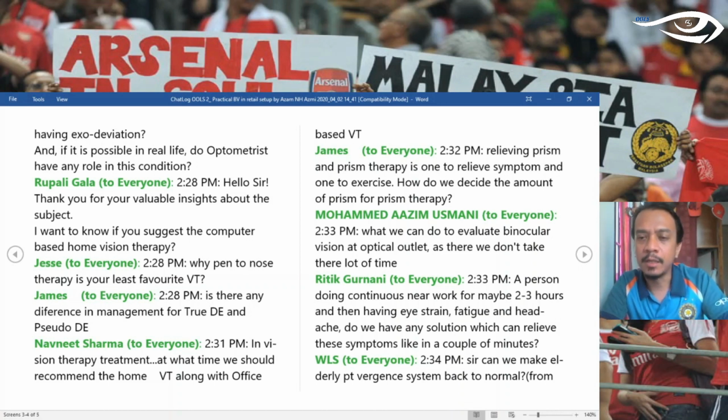Okay, Ritik Gunani again. A person doing continuous near work for maybe 2 to 3 hours and then having eye strain, fatigue and headache, do we have any solution which can relieve these symptoms in a couple of minutes?